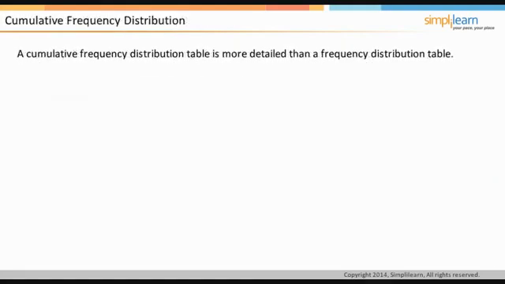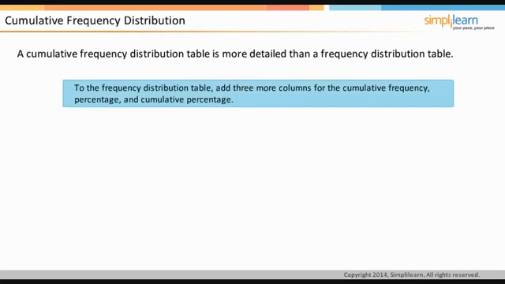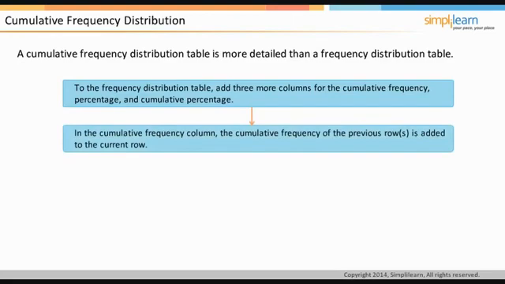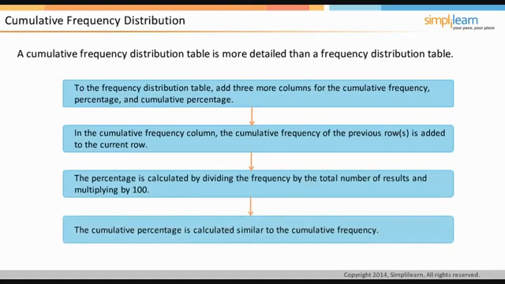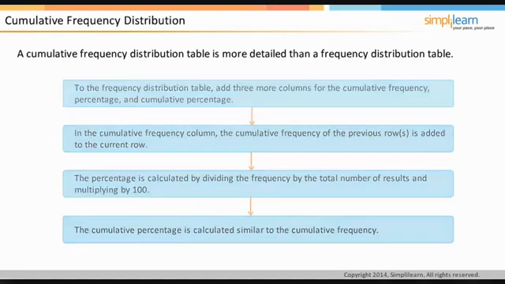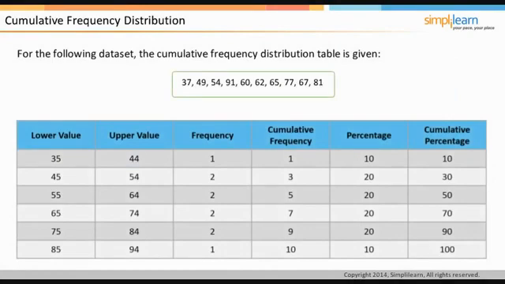A cumulative frequency distribution table is similar to the frequency distribution table, only more detailed. There are additional columns for cumulative frequency, percentage, and cumulative percentage. In the cumulative frequency column, the cumulative frequency of the previous row or rows is added to the current row. The percentage is calculated by dividing the frequency by the total number of results and multiplying by 100. The cumulative percentage is calculated similar to the cumulative frequency. Let us look at an example for cumulative frequency distribution.